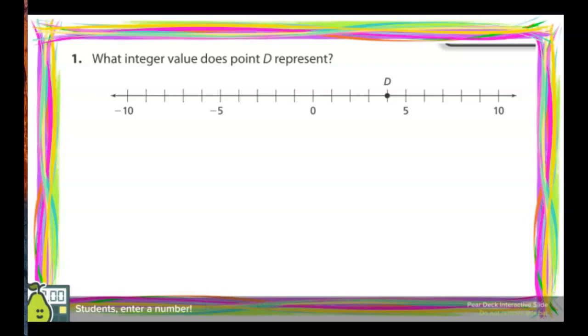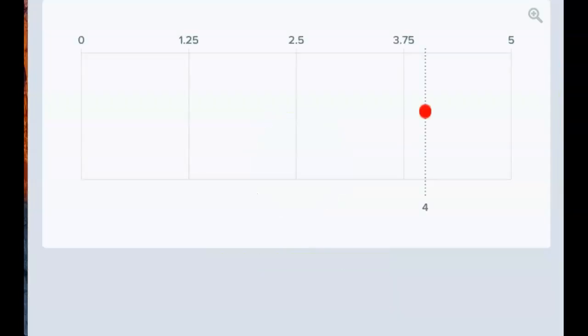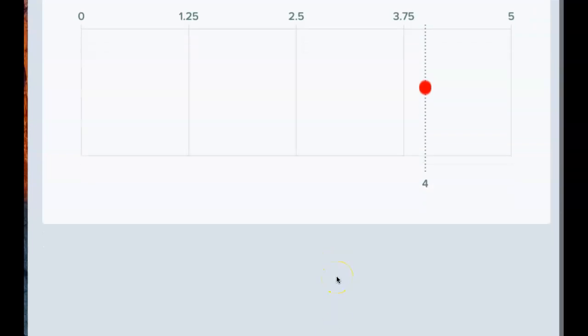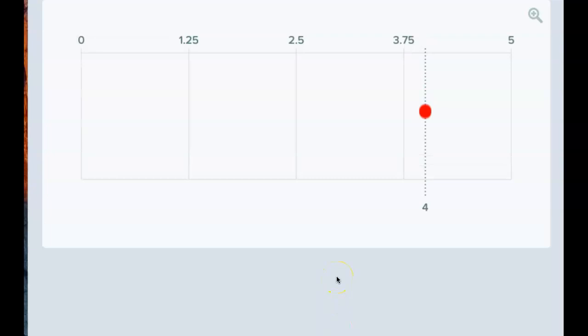How about Nina? What is your answer? How did you know that is the answer? I knew that was the answer because it was on the right, so it's a positive number, and it was 4 spaces, 4 lines to the right from 0. Okay, because it was 4 lines from 0. That's a good observation. Matthew, one last explanation. How did we figure out that's 4?